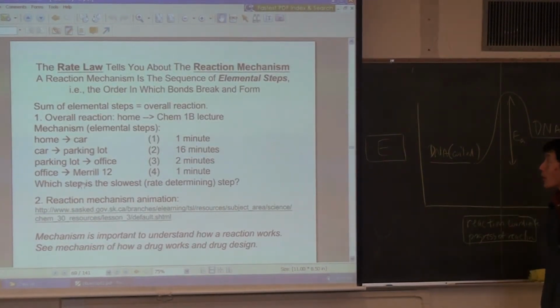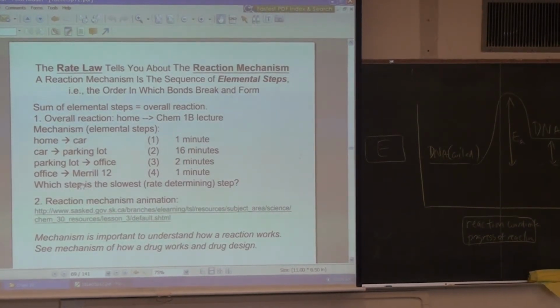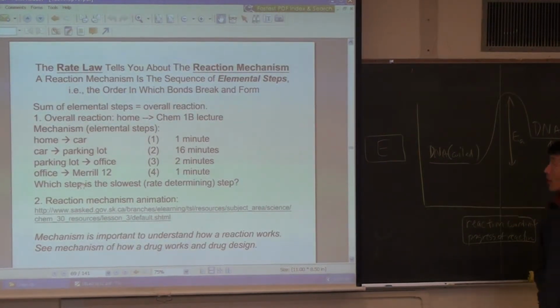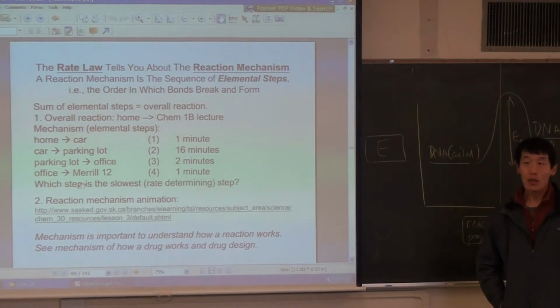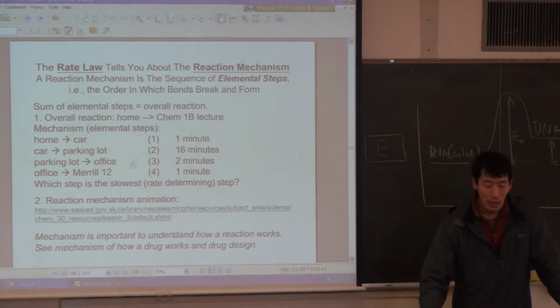Okay, so we said that a rate law tells us about the reaction order. If we double the concentration, that's going to change the rate, whether it's first order in that reactant or second order. The rate law also tells us about the reaction mechanism. The reaction mechanism is the sequence of elementary steps, and an elementary step shows us which bond breaks, which bond forms, and the order in which they do. If you add up all those elementary steps, that gives us the overall reaction.